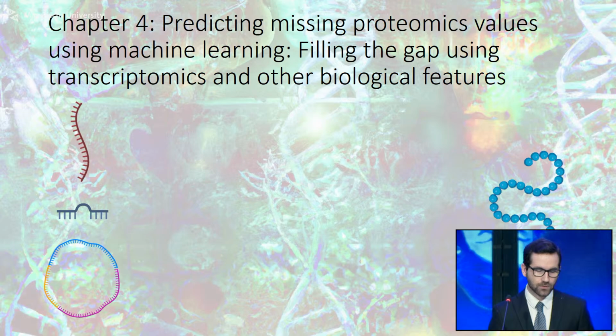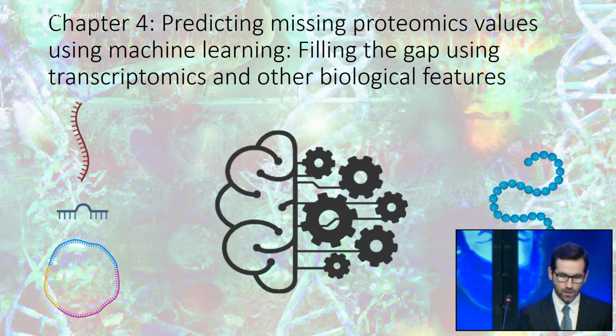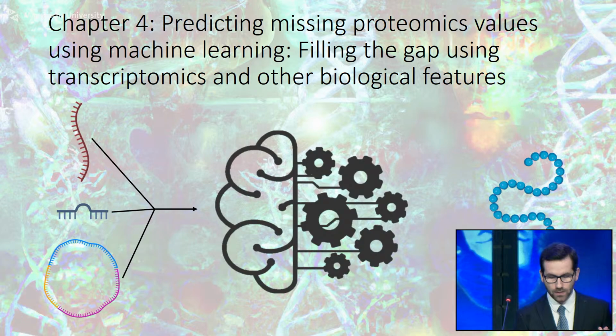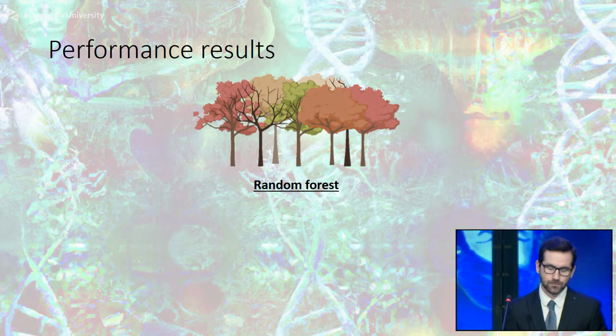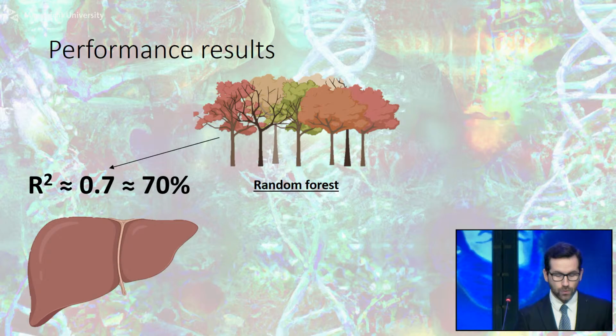So this is the reason why I decided to use machine learning, for which I used the transcripts that I had as input, and I expected the model, by using this data, to predict the proteins that there are in a cell. Among all the algorithms that I evaluated, random forest was the one that performed the best. To test this algorithm, first I trained and tested it on hepatic data, which got me a result of R squared 0.7.